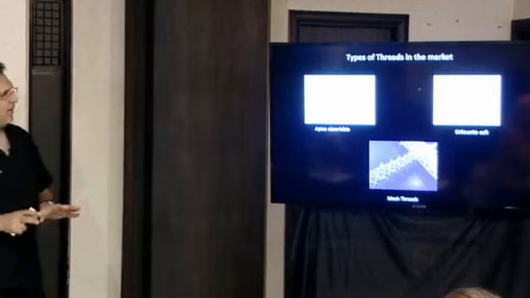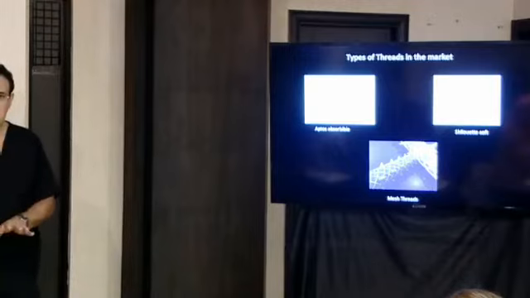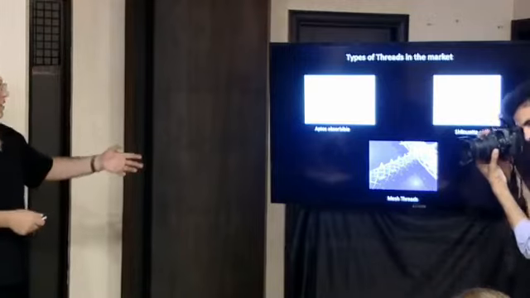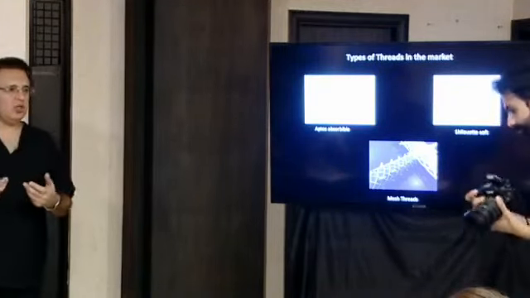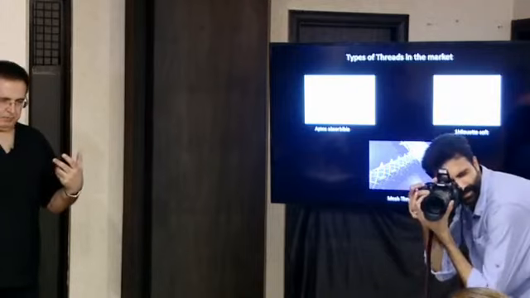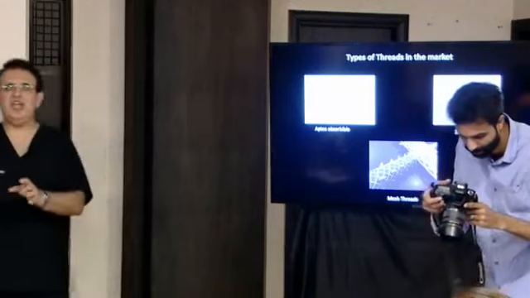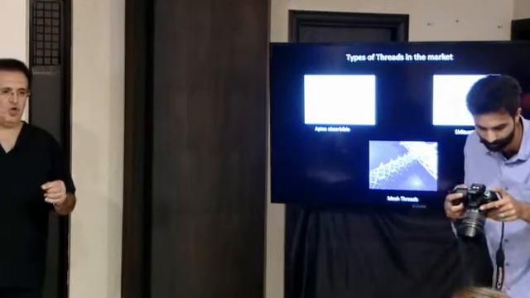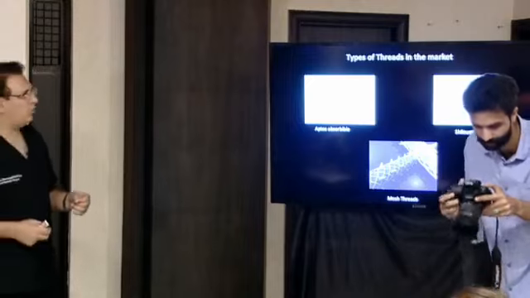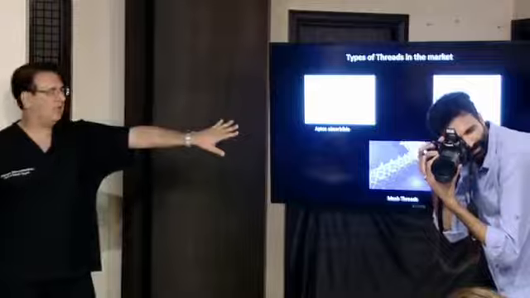As of now, there are 3 different types of threads in the market. The one is the Aptos, which is the first one who started the cogs. Initially it was unidirectional, and now they are bidirectional. Initially all these threads were non-absorbable, and now they are absorbable. That was in the early 1990s.